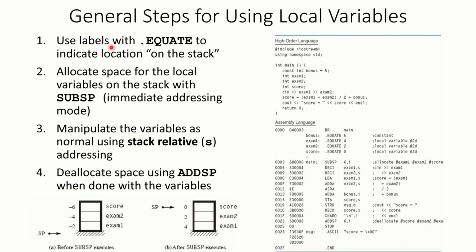I've got a next set of slides where we'll actually walk through a program for real and see how it actually works. But this is pretty much always how it goes when we work with a stack: we use the equate to say where the variables are. We use sub sp to allocate space. Whenever we're working with the local variables, we use stack relative, and then when we're done, we deallocate space. So that's pretty much in a nutshell how the local variables work.